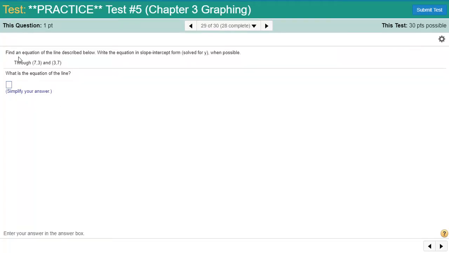Question 29 says to find an equation of the line described below. Write the equation in slope-intercept form, meaning get the equation with y solved, meaning y is all by itself, when possible. All right, so this is very similar to question 28 that we just looked at. And again, we have been given two characteristics of a line and asked to come up with the equation of that line. In this case, we've been given the points 7, 3 and 3, 7.